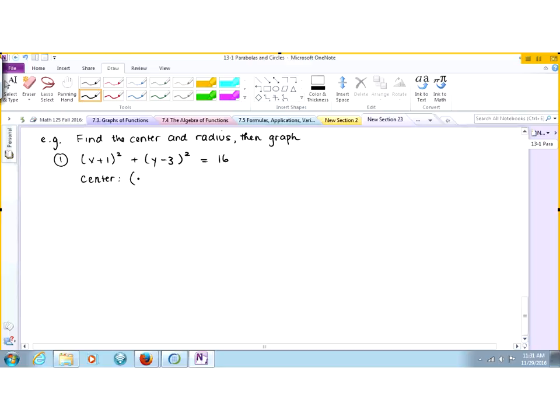So what is the center? -1, 3. What is the radius? Radius is 4. So r squared is 16, r is 4. And radius can only be positive. That's why I didn't do plus or minus. Okay, then that's easy. We will start graphing the center.